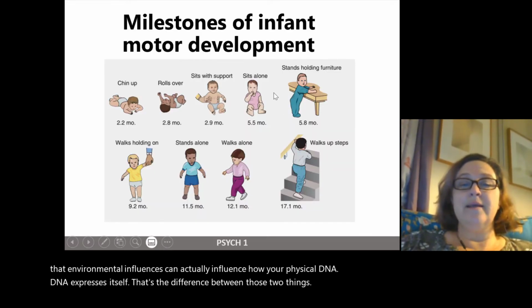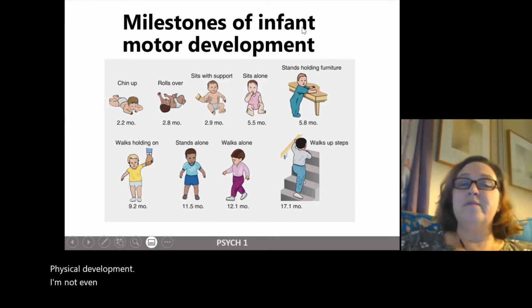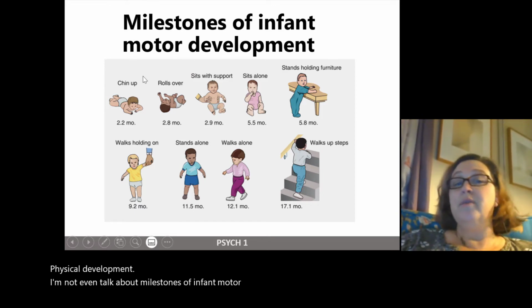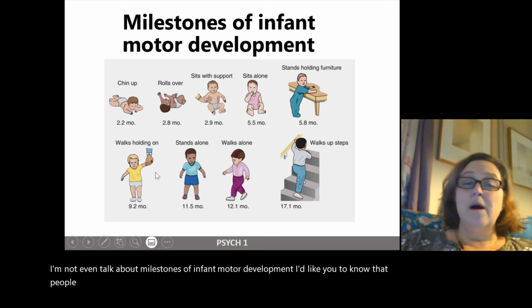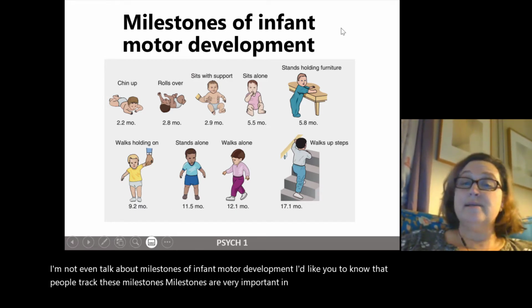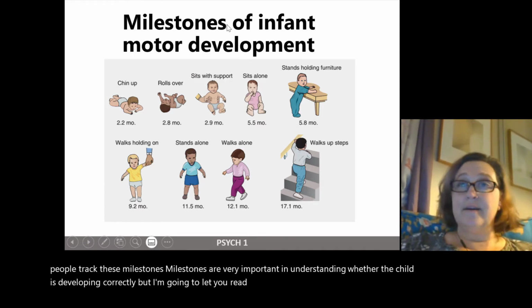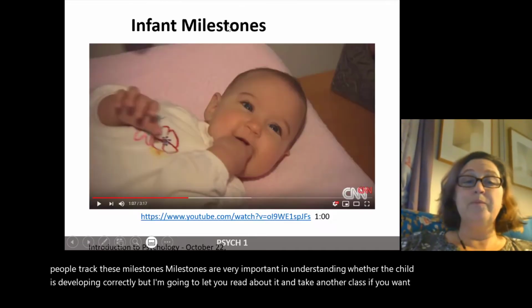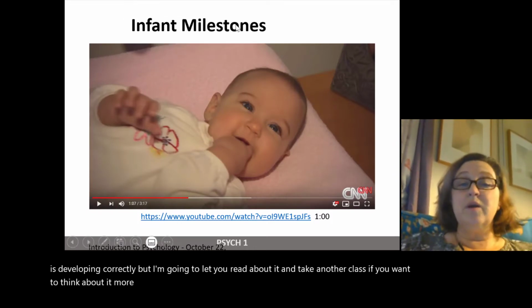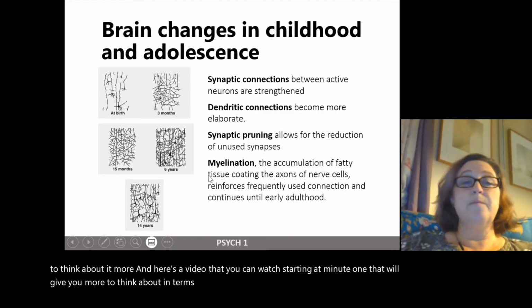Physical development. I'm not even going to talk about milestones of infant motor development. I'd like you to know that people track these milestones. Milestones are very important in understanding whether the child is developing correctly, but I'm going to let you read about it and take another class if you want to think about it more. And here's a video that you can watch, starting at minute 1, that will give you more to think about in terms of infant milestones.